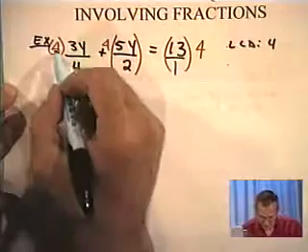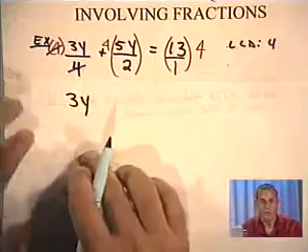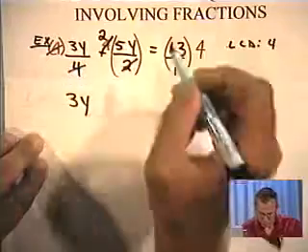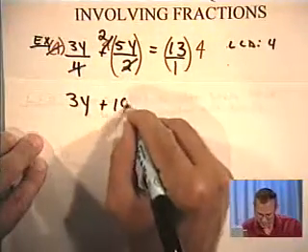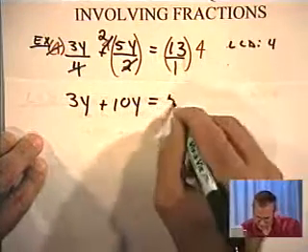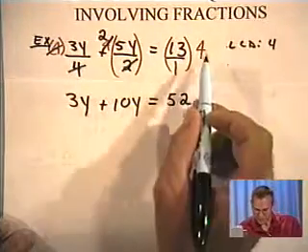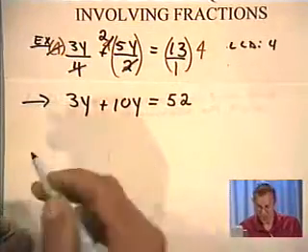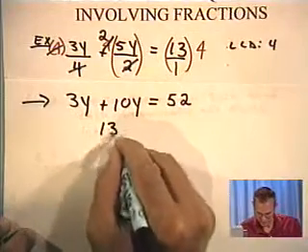Now let's multiply. Well, notice our 4's cancel, and I get 3y. My 2 will cancel with the 4, make that a 2. And so I'll distribute. 2 times 5y is 10y. And 4 times 13 is 52. Now with one small step, I've got it into a fairly easy linear equation involving no fractions at all. And now we'll just combine our like terms on the left.